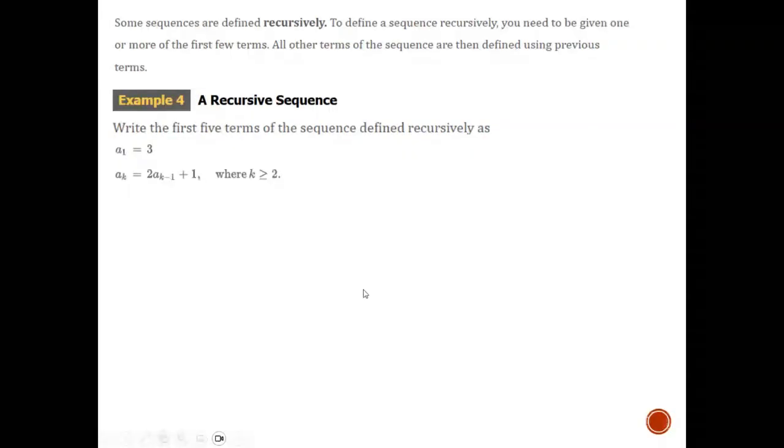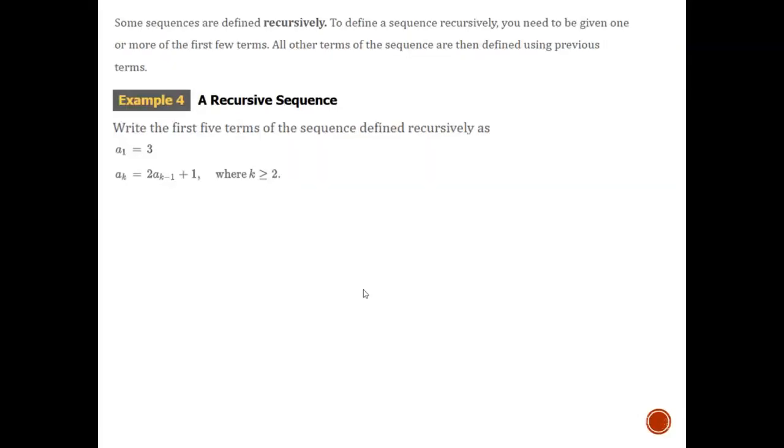So continuing on with sequences, we have a sequence that is called a recursive sequence. So what does that mean? Sequences are defined recursively when you have to use the previous terms to determine the next terms of the sequence, okay? Here's an example of recursive sequence.